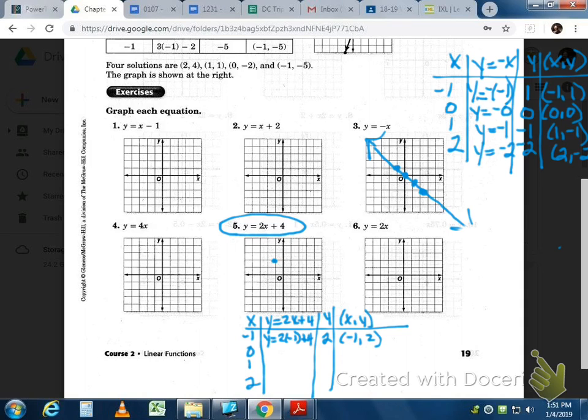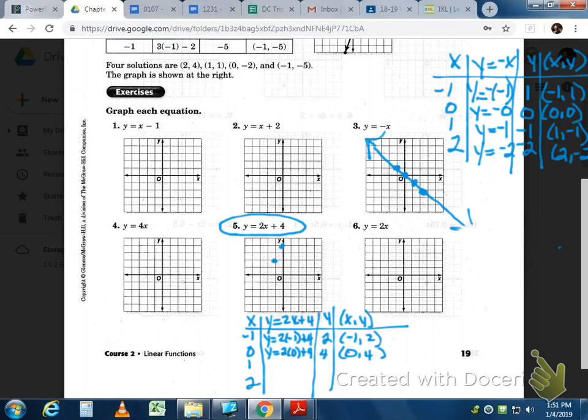Now x is 0. Y equals 2 times 0 plus 4. What's 2 times 0? 0. What's 0 plus 4? 4. So my solution there is what? What's my x? 0, 4. Oh, I get it. So really you're putting these first and then the answer second. Yep. Okay.